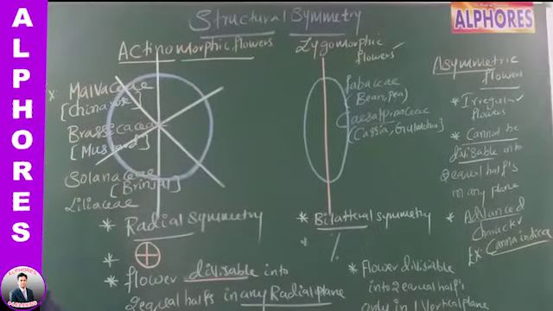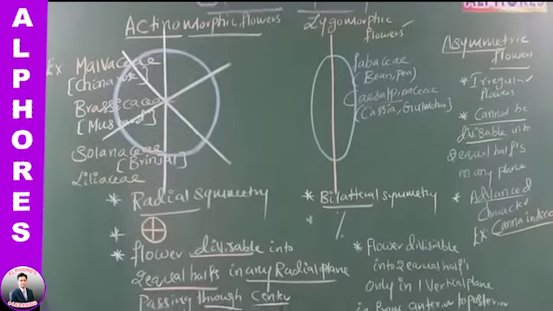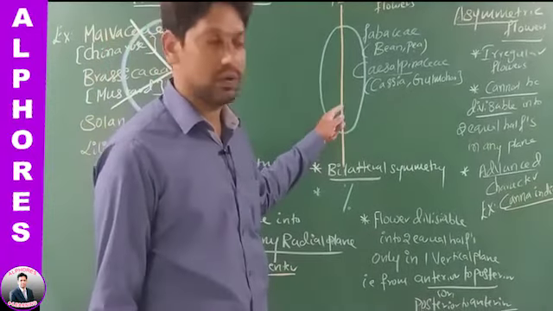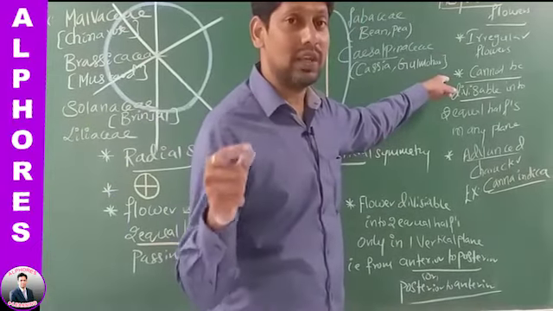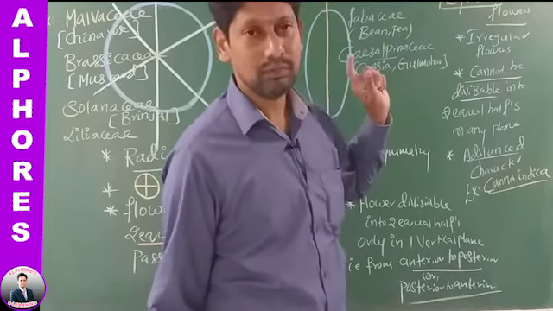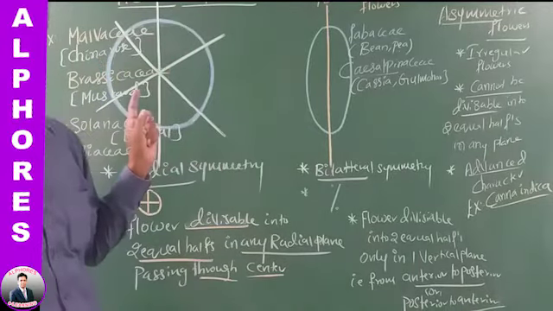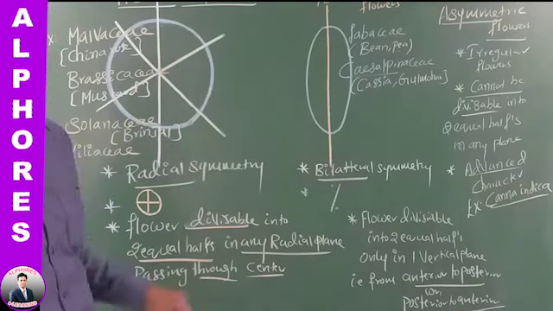Therefore, based on structural symmetry, flowers are of how many types? Three types: actinomorphic flowers, zygomorphic flowers, asymmetric flowers. Which flower can be divisible into two equal halves in any radial plane passing through the center? Actinomorphic flower. Flower divisible into two equal halves only in one vertical plane, from anterior to posterior or posterior to anterior, zygomorphic flower. Flower not divisible into two equal halves in any plane, asymmetric flower. Presence of asymmetric flowers is an advanced character. Is it okay? With this we completed structural symmetry, right? Thank you.